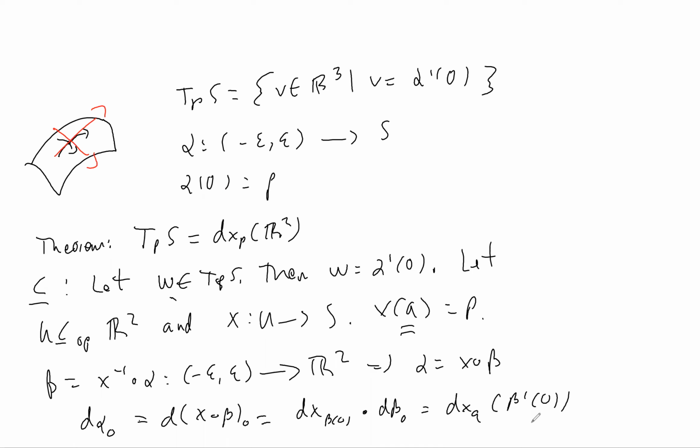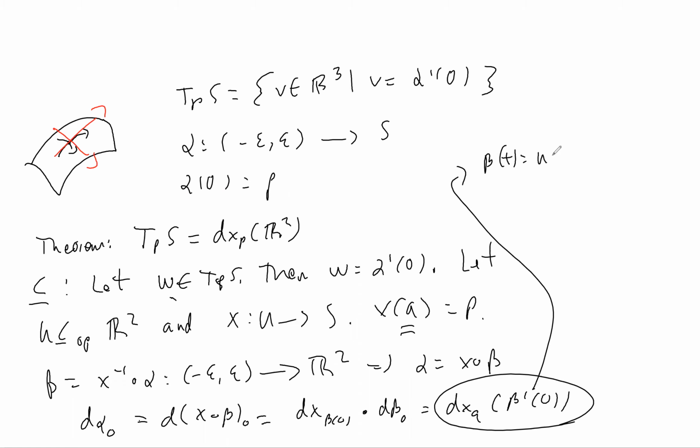So that actually gives our containment in this direction, because W is in the tangent plane, and I ended up showing that it's equal to dx_q of some vector in R2, mainly because beta of t is essentially described as (u of t, v of t), and then beta prime of t is (u prime of t, v prime of t). Sorry for the horrible handwriting, but it is in R2. Okay, so that's one containment.